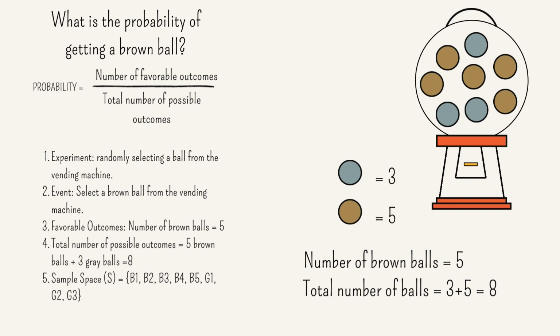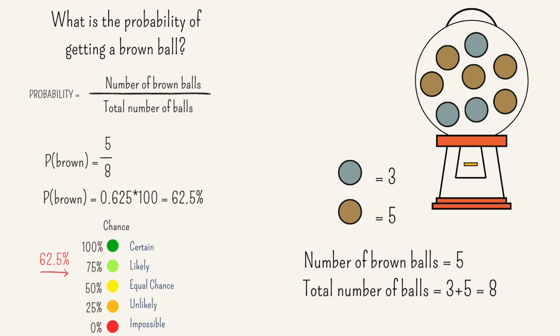Determine total possible outcomes. Since there are 5 brown balls and 3 gray balls, the total number of balls is 5 plus 3 is equal to 8. Define the sample space, which is the set of all possible outcomes of an experiment. Selecting brown balls B1, B2, B3, B4, B5. Selecting gray balls G1, G2, G3.